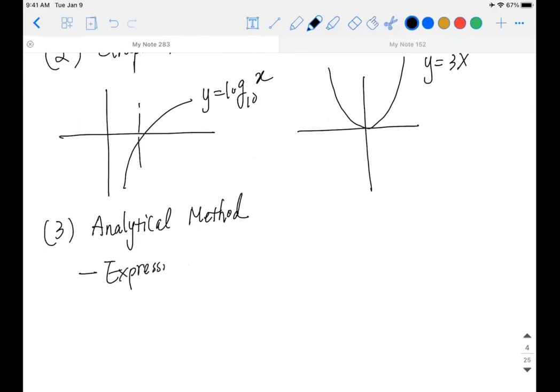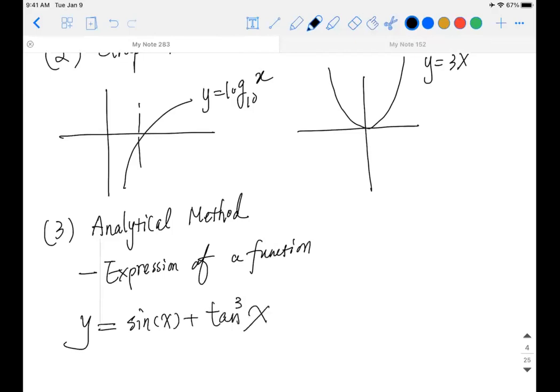AKA, you want to find out the expression of a function, right? Expression of a function. There are so many expressions, right? Just want to give an example. Let's say you can have sine x plus tangent cube x, something like that, right?